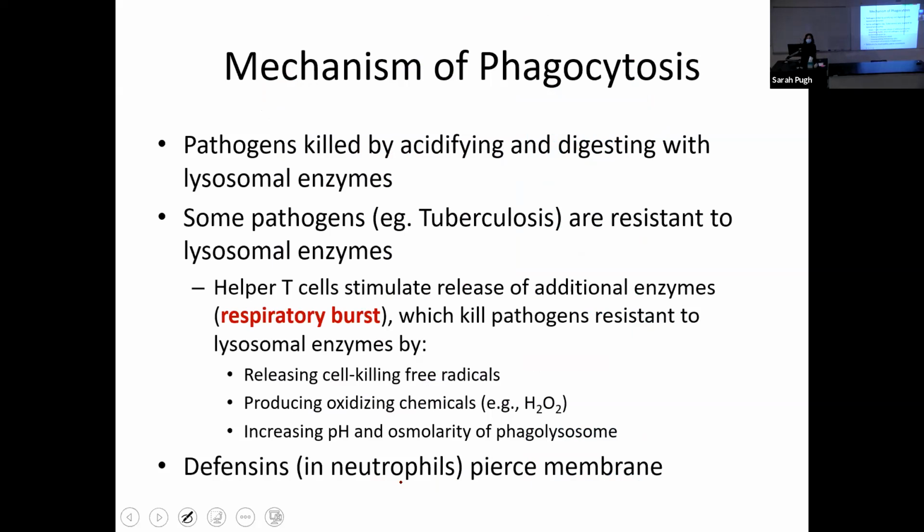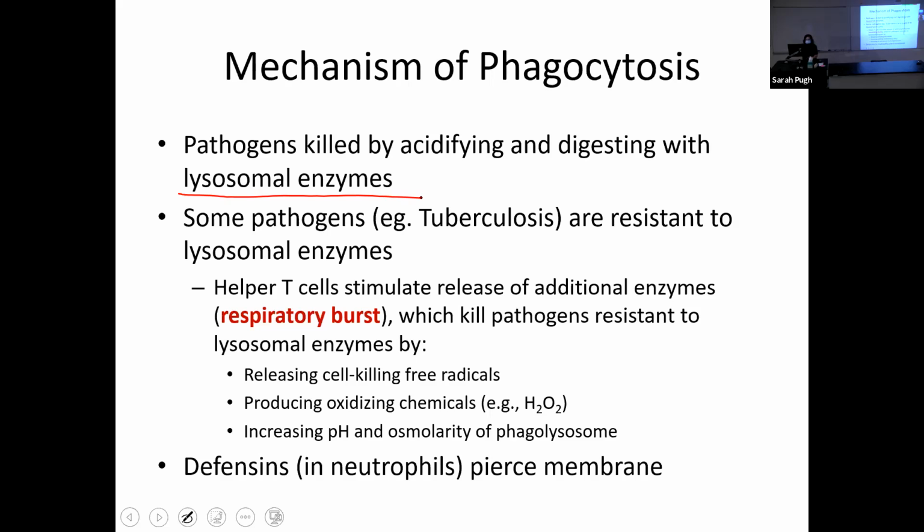And so, like I mentioned, the lysosomal enzymes are really what are killing those pathogens. They are digesting, they're lysing open those foreign cells. Now, there are some foreign organisms, some pathogens, that have the ability to resist lysosomal enzymes. And a good example of that is tuberculosis. In this case, your immune system has to work a little bit harder.